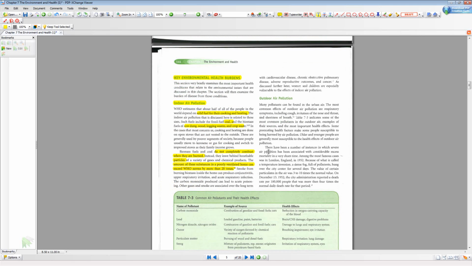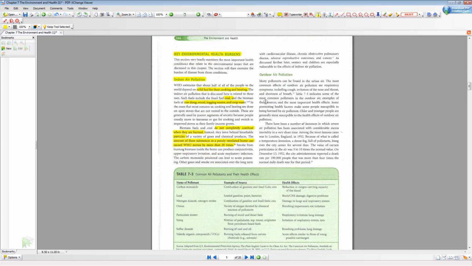Next, we want to look at outdoor air pollution. In Table 3, we'll describe some of the common air pollutants and their health effects. A lot of us are familiar with ozone, smog, and carbon monoxide. So these are some things that we're probably familiar with. But we can see that there are many others, and these are just a few.